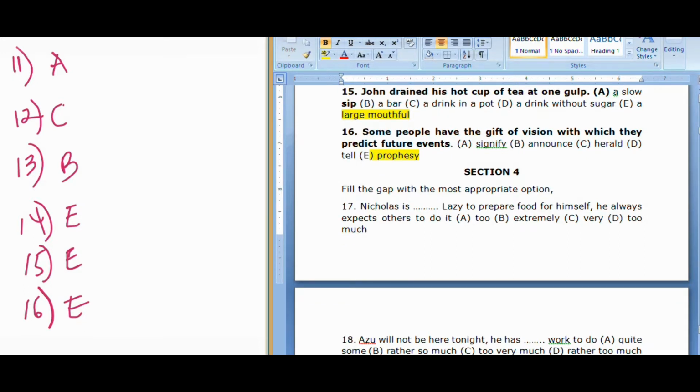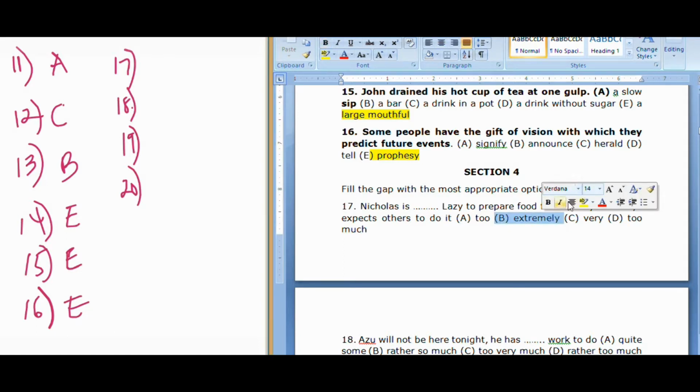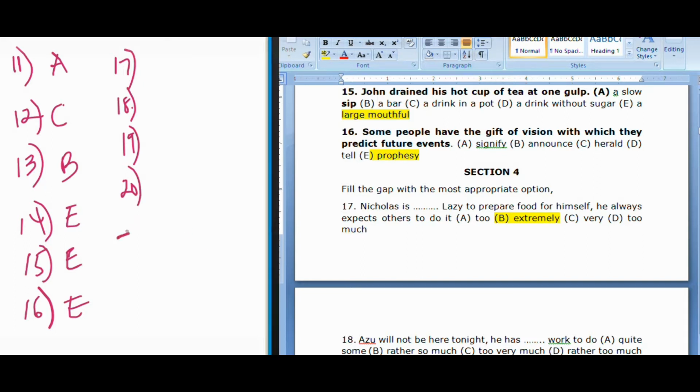Section 4. Fill the gap with the most appropriate option. Number 17. Nicholas is dash lazy to prepare food for himself. He always expects others to do it. Option A, too. B, extremely. C, very. D, too much. Answer B, extremely. One would have suggested that the answer would have been too. But when we use the intensifier too for the adjective, too usually comes in form of positive assertion and not negative assertion. But extremely tells us the negative assertion of the statement. That's why we opted for option B and not option A.